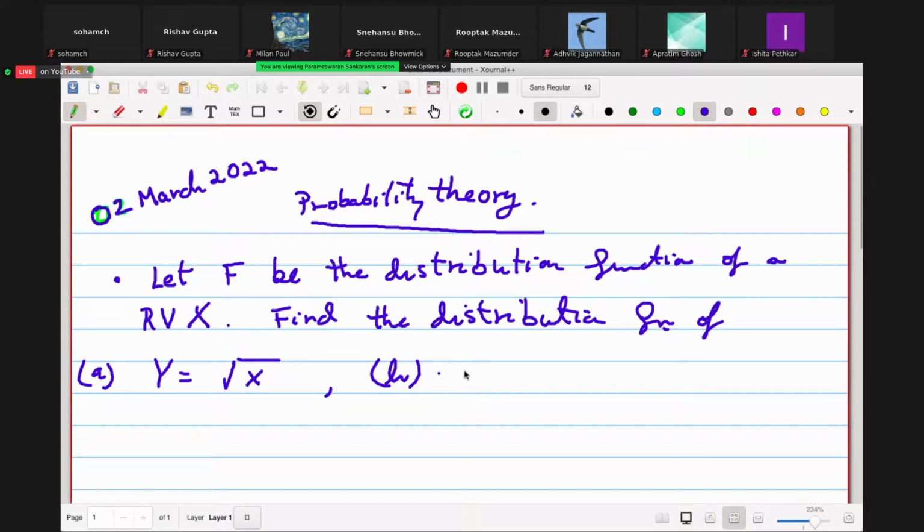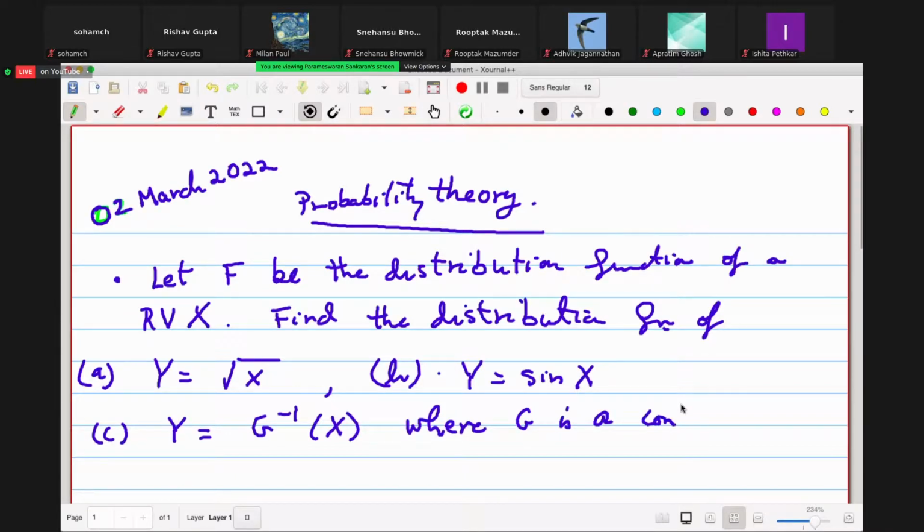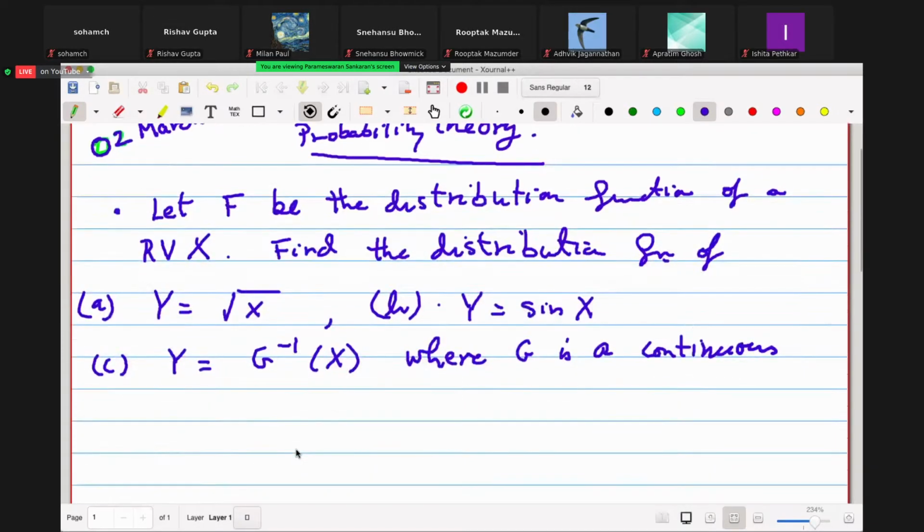B, Y equals sin X. C, Y equals g inverse of X, where g is a continuous monotone function, strictly increasing function.